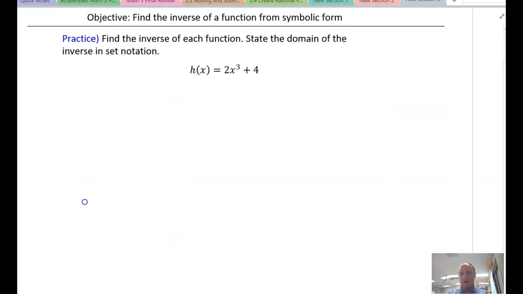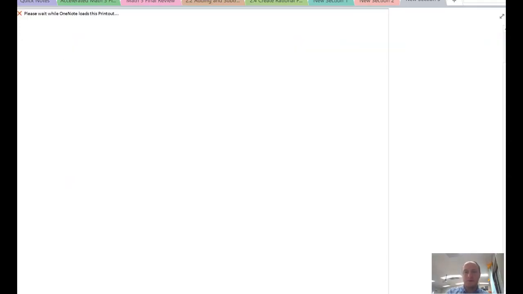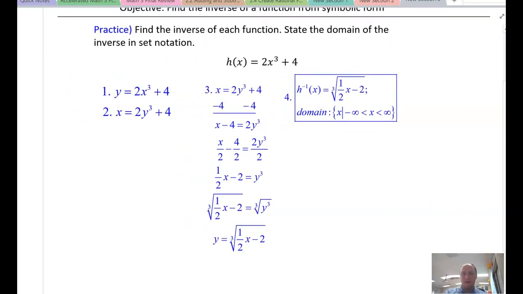And here is the last practice one. 2x cubed plus 4. And here's our solutions. All right, so hopefully you got these problems right. Hopefully you feel good about it.